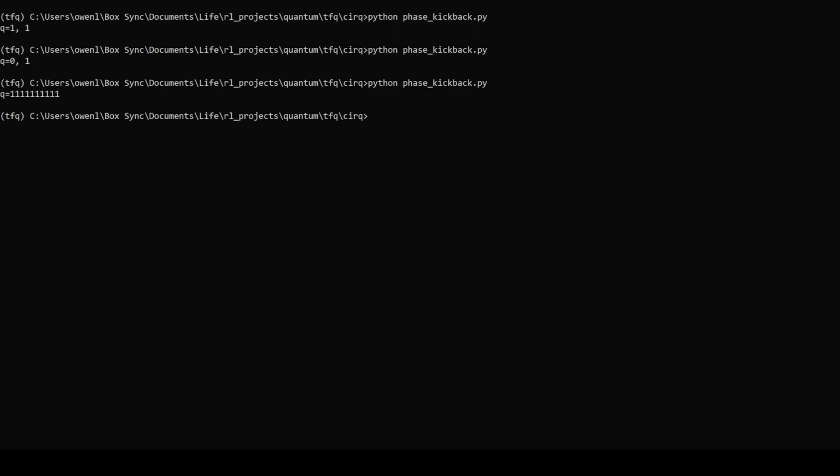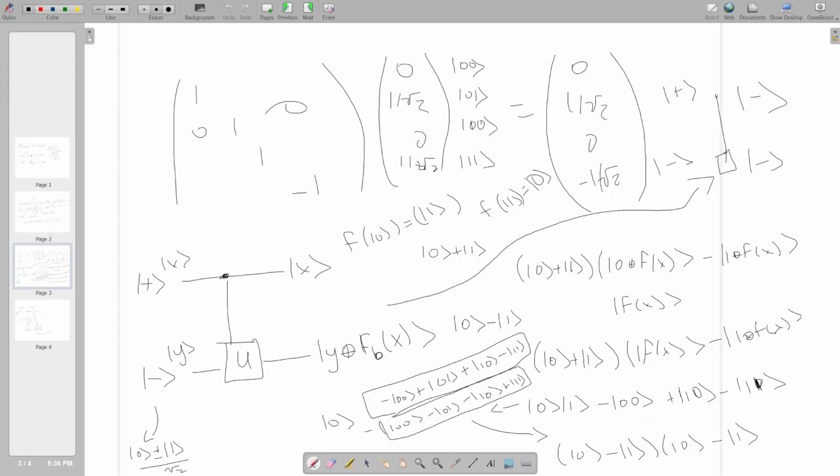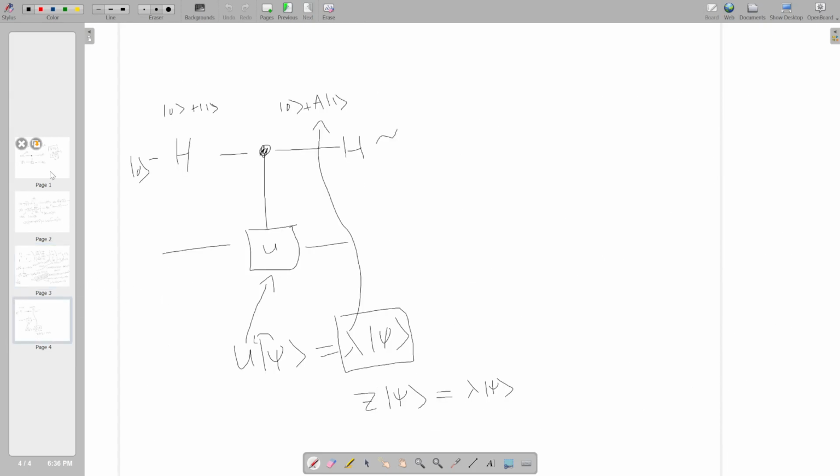So that's the sort of principle of phase kickback. It's going to be important for a number of the algorithms that we will discuss in another video. But for now, that is all.